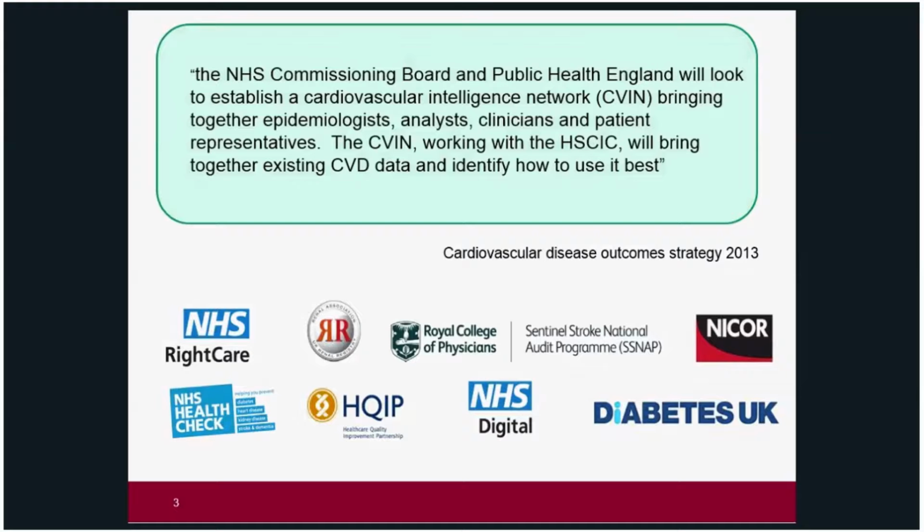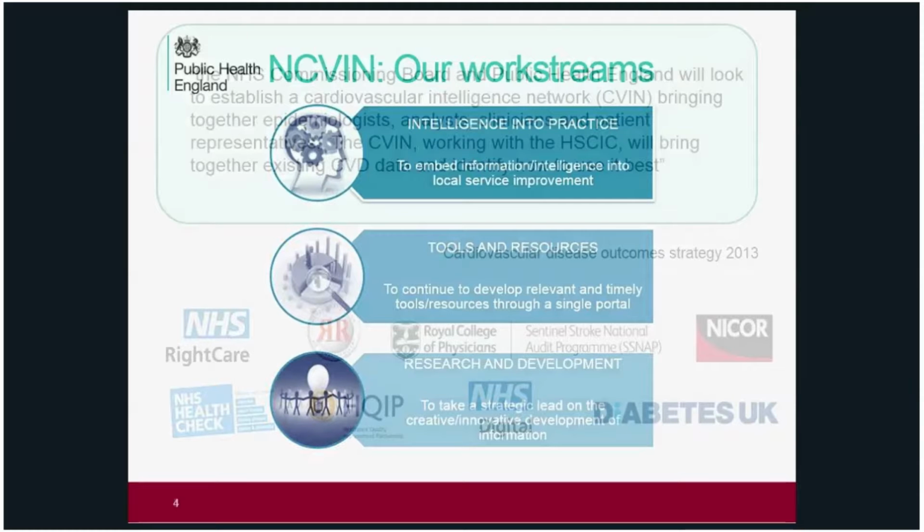Core to the strategic approach and therefore to our work was the management of CVD as a family of diseases. So the work of the NCVIN is really broad, and it includes, for example, coronary heart disease, stroke, hypertension, diabetes, kidney disease, high cholesterol. We've got a really broad remit.